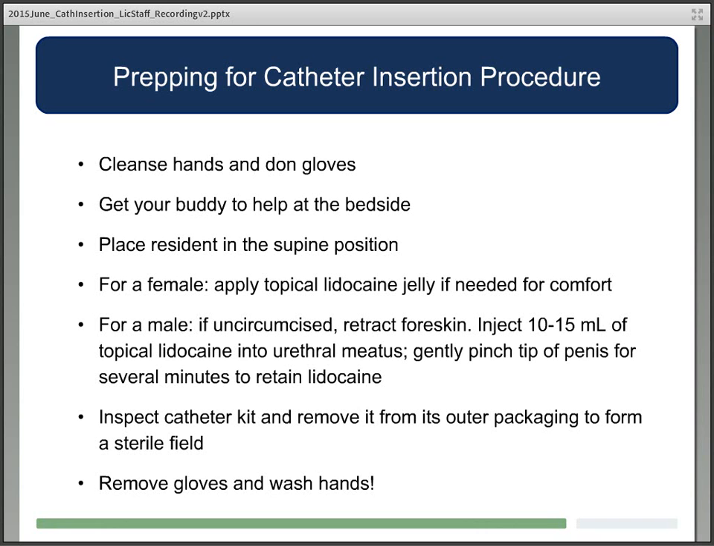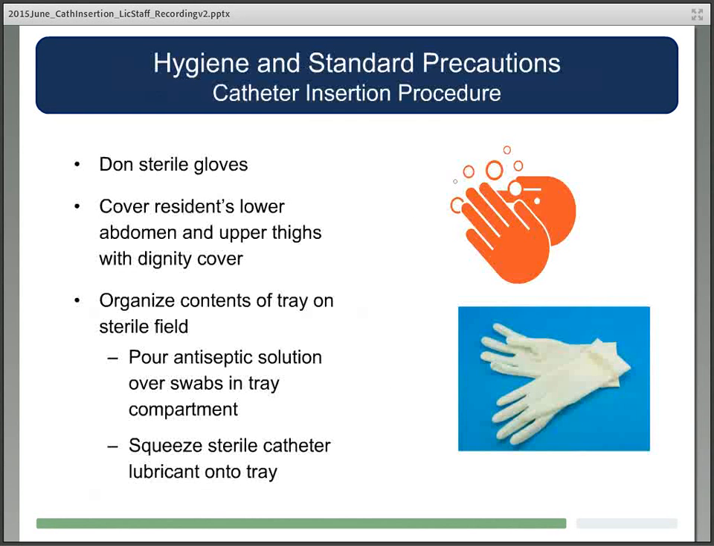Inspect your catheter kit and remove it from its outer packaging. Open the inner paper wrapping to form a sterile field on a bedside table or another flat surface. Don't use the resident's bed. Then remove your gloves and cleanse your hands. To help prevent catheter-associated urinary tract infections and the spread of organisms to residents with urinary catheters, be sure to clean your hands again, and you can now put on a gown.